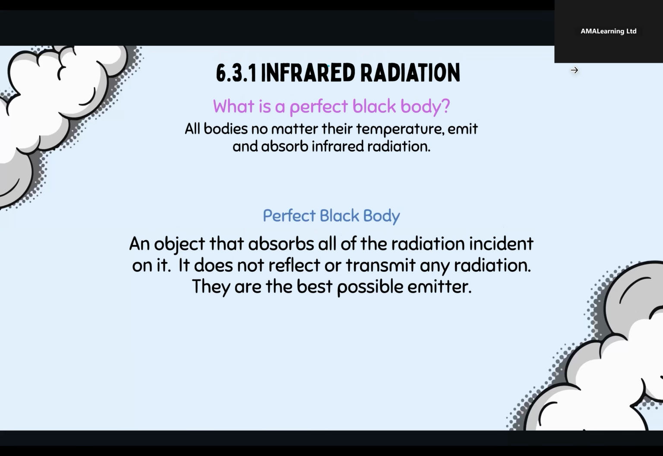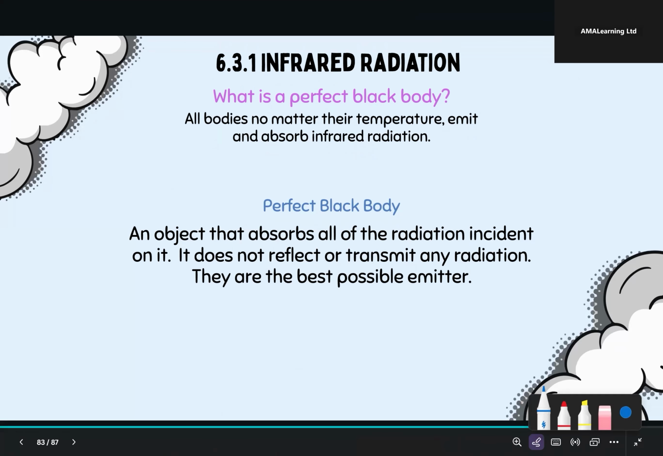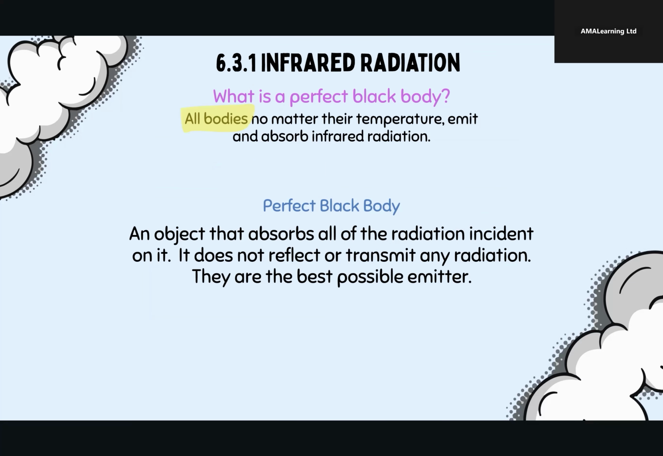Okay, so let's continue with where we left off in our physics. 6.3.1, infrared radiation. So what is a perfect black body? All bodies, no matter their temperature, emit and absorb infrared radiation. So all bodies absorb and emit infrared radiation.